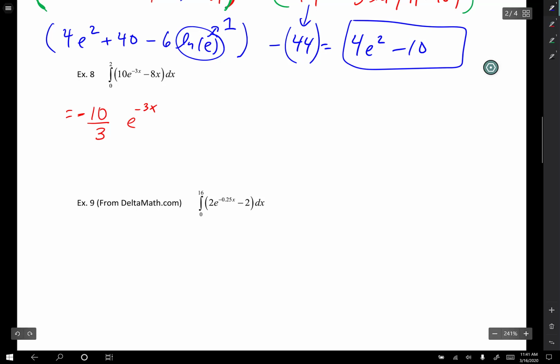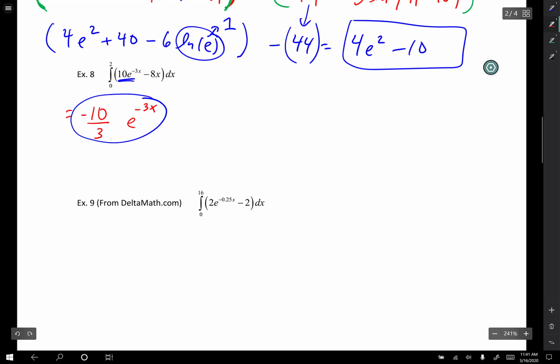So you can always stop right here. And look, if you take the derivative of this, you get this guy. The derivative of negative 10 over 3 e to the negative 3x is itself, which is all this, times negative 3, which the negative 3's would cancel out, the negative would cancel out, and the 3 would cancel out, and you'll get back your 10. See? So it works, guys. All right, let's put it back.